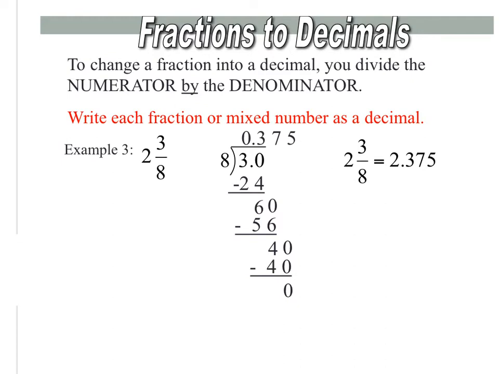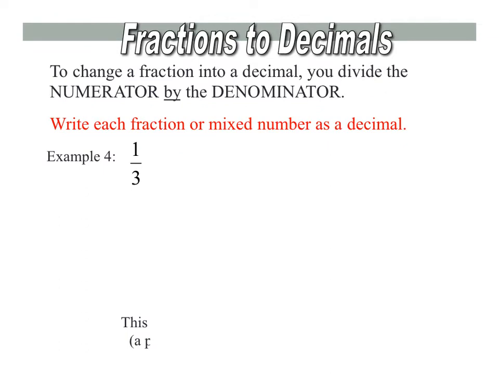3 divided by 8 is 0.375, which is again what we refer to as a terminating decimal because it ends. It doesn't go on forever. So if you can memorize that 3/8 is 0.375, that's going to make your life so much easier. If not, it's okay. Just do the long division problem. And so 2 and 3/8 is 2.375.